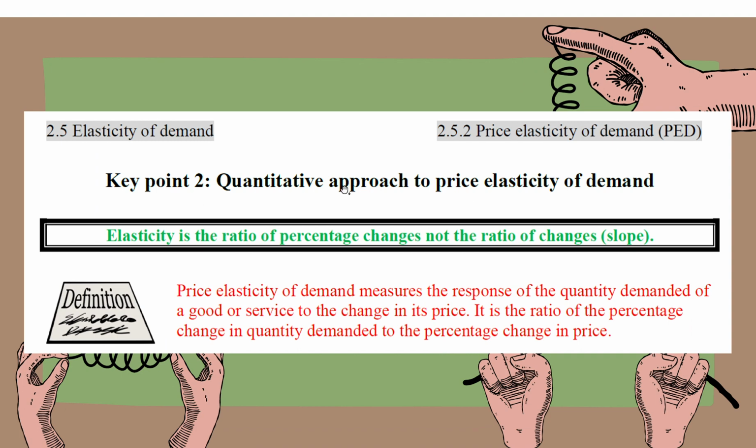And the quantitative approach to price elasticity of demand, even at the SL level, we need to do some simple calculation. Elasticity is the ratio of the percentage change. Be careful, it's percentage change, not the ratio of change. Price elasticity of demand measures the response of quantity demanded of a good or service to the change of its price. It is the ratio of the percentage change of the quantity demanded to the percentage change of price. Remember, not just the change. The change is the slope. We want percentage change, so it's more than the slope.